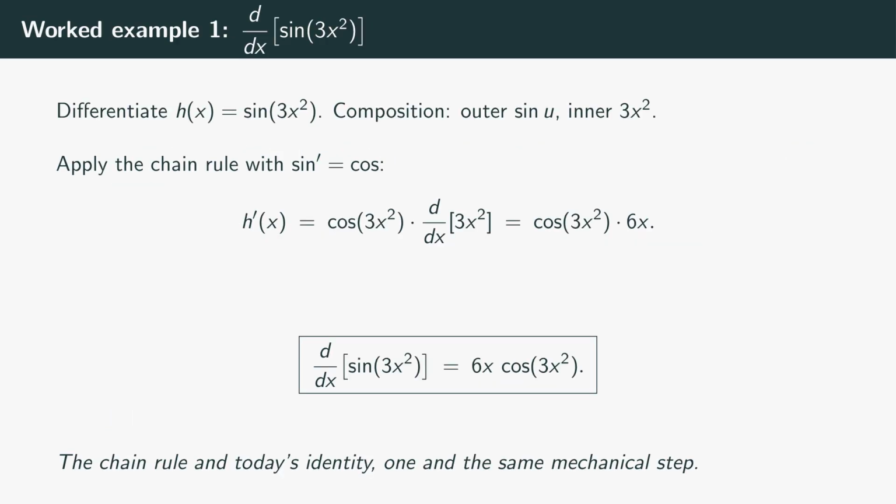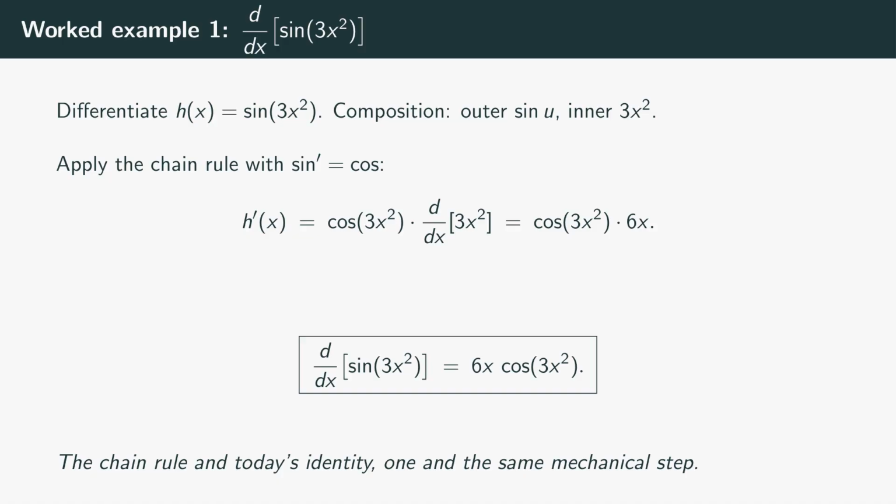First worked example, the one we couldn't finish in episode 6. Differentiate sine of 3x squared. The outer function is sine, the inner is 3x squared. Chain rule. Outer derivative, with today's result the derivative of sine is cosine, evaluated at the inner, cosine of 3x squared. Multiply by the inner derivative. The derivative of 3x squared is 6x, by the constant multiple and power rules. The product is cosine of 3x squared times 6x. By convention, we write the polynomial factor first, 6x times cosine of 3x squared.